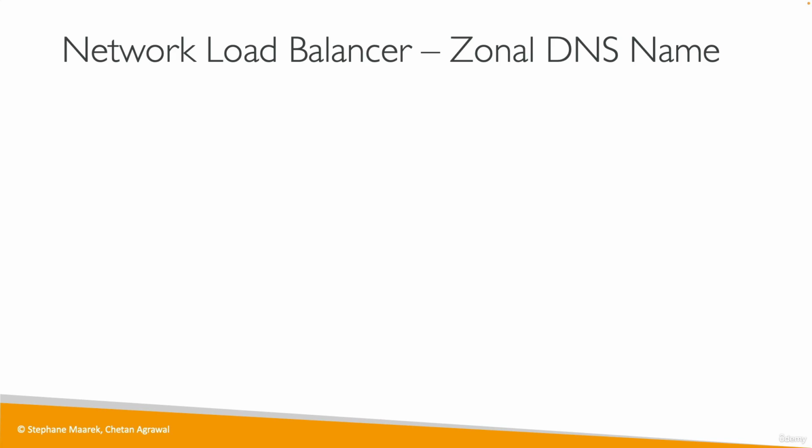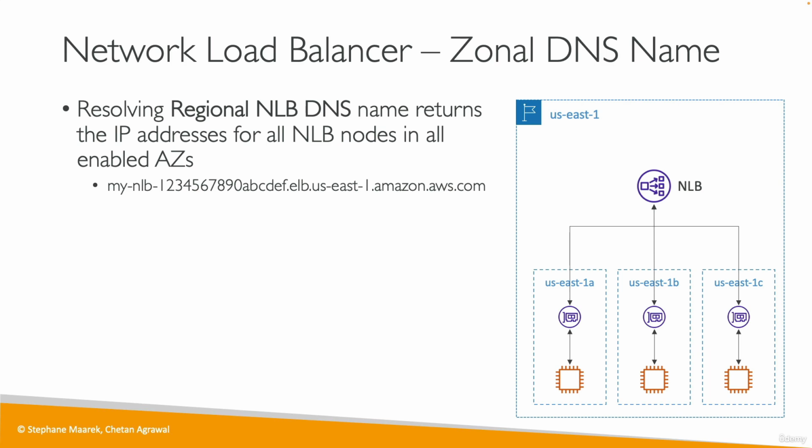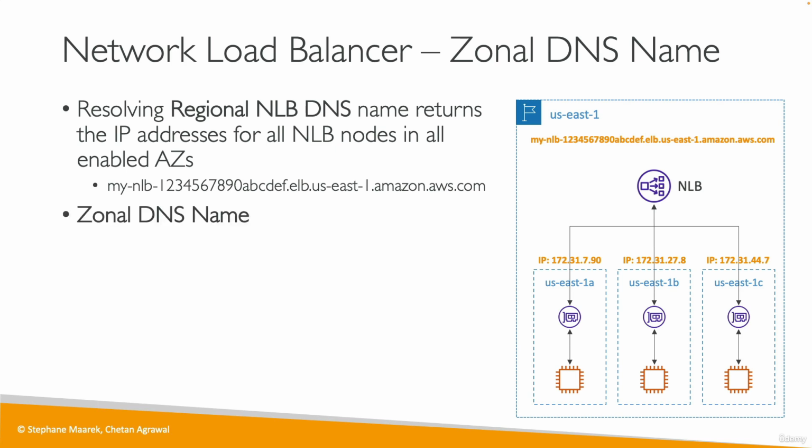Now, another one is around zonal DNS name. So if you resolve what's called the regional NLB DNS name, which is the DNS name you would use by default, then it's going to return all the IPs for all the NLB nodes in all the enabled AZs. So this is your NLB DNS name. And so if we have the NLB here enabled in 3 AZ, and we do a DNS query for this NLB DNS name, then we're going to get 3 IPs as a return, which will correspond to the 3 AZ that are enabled. But sometimes you may want to resolve the zonal DNS name.